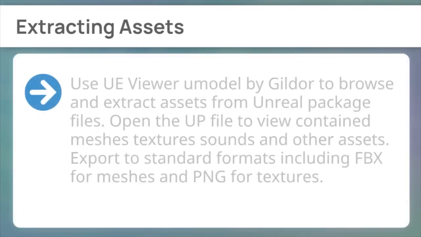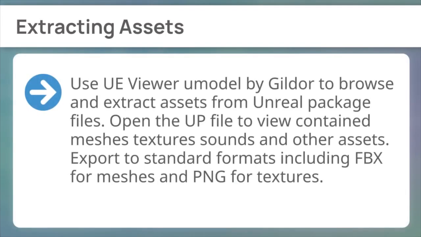First, extracting assets. Use UEviewer umodel by Gildor to browse and extract assets from Unreal package files. Open the UP file to view contained meshes, textures, sounds, and other assets. Export to standard formats, including FBX for meshes and PNG for textures.